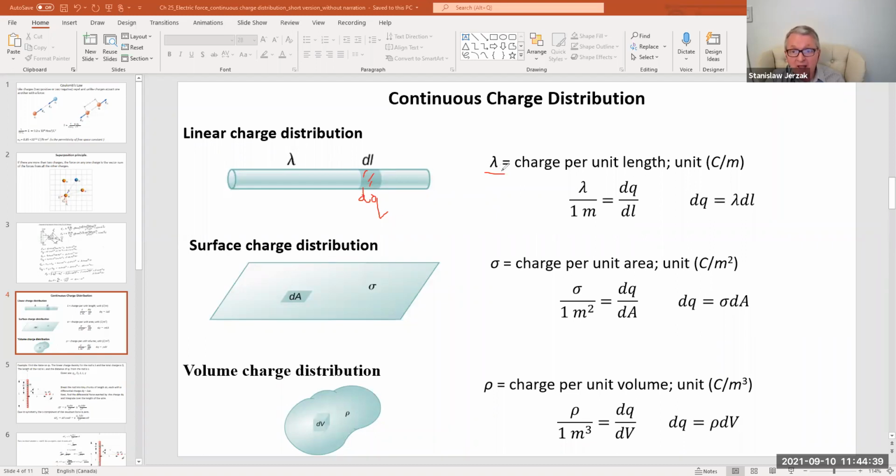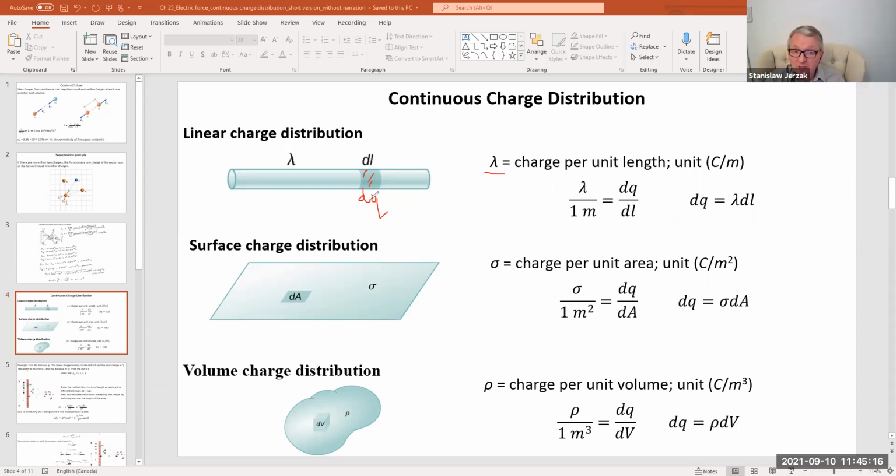So what is lambda? Lambda is the amount of charge on 1 meter of length of that rod. So if the rod would be very long, how much charge is on 1 meter of it? On 1 meter. So that is the simple lambda. Lambda is the amount of charge on 1 meter of that rod. So the unit of lambda is coulomb per meter. Coulomb is the unit of charge, meter is the unit of length. 1 coulomb per 1 meter. That's the unit of lambda.